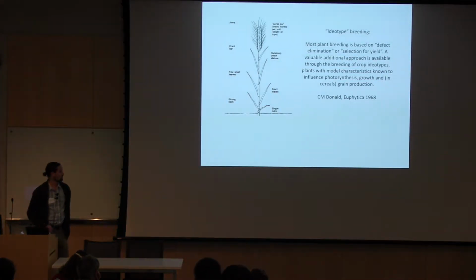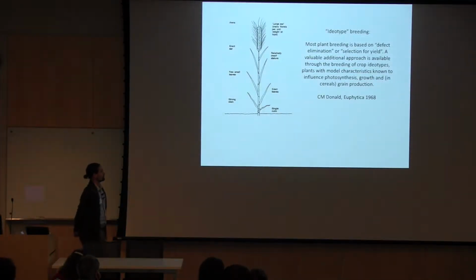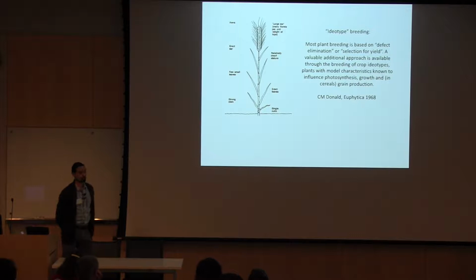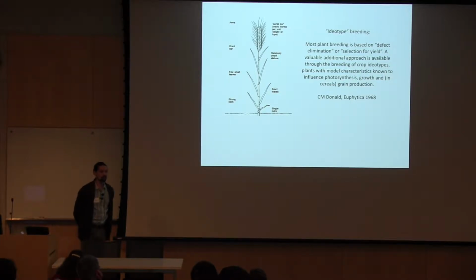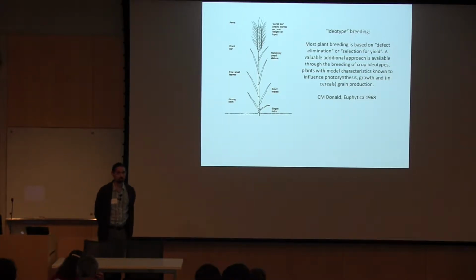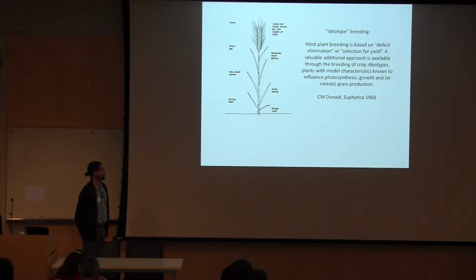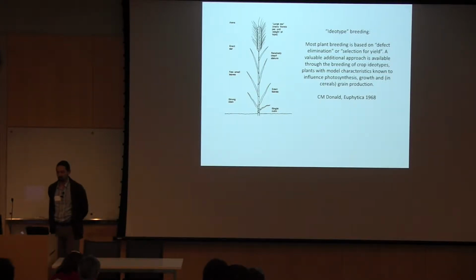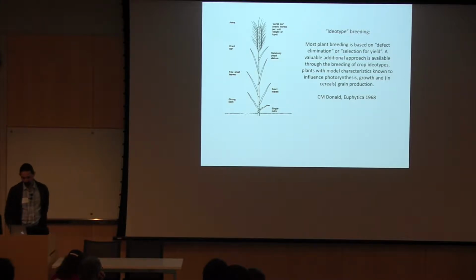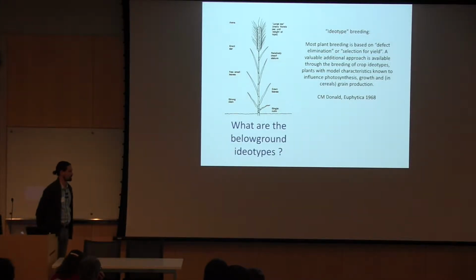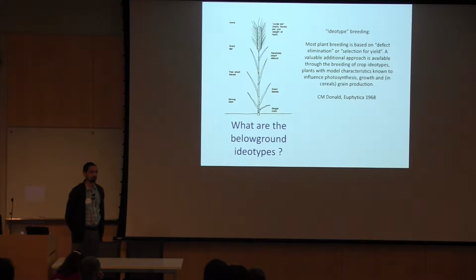And so from an applied standpoint, we often think about the concept of ideotype breeding, which was developed by C.M. Donald in the 60s. But an ideotype is basically a model plant trait for a particular environment or agronomic practice. And it was a big deal in the Green Revolution. And the idea is to breed for certain plant characters or plant traits rather than simply for yield or for reduced defects in yield. But as you might imagine, Donald didn't have a lot to say about what the below ground ideotypes are.